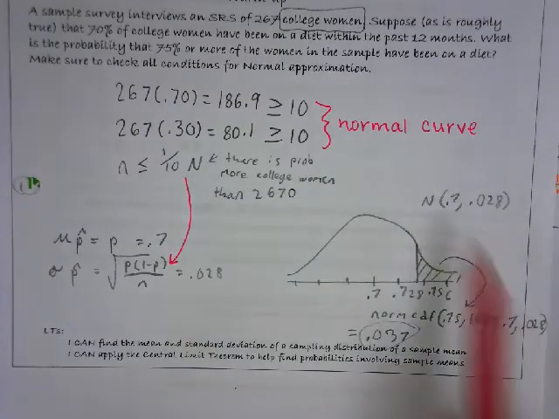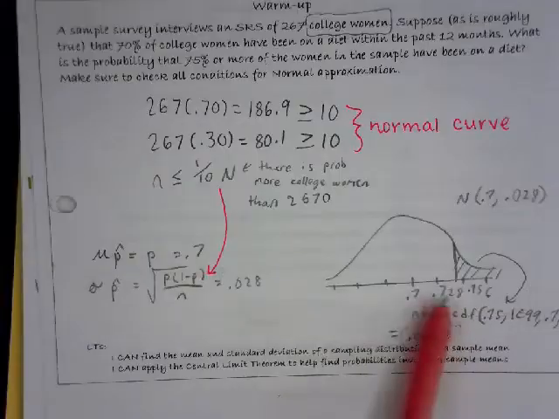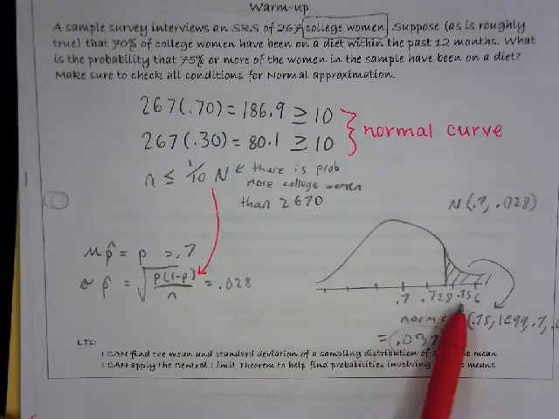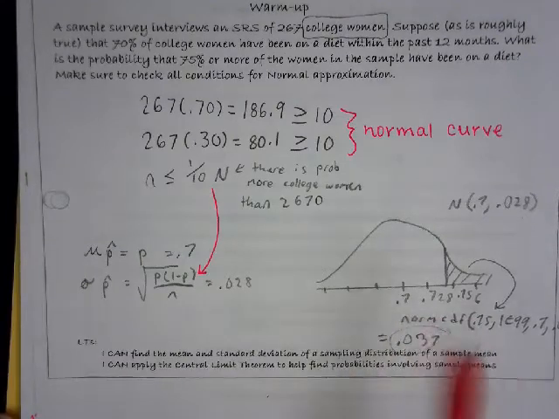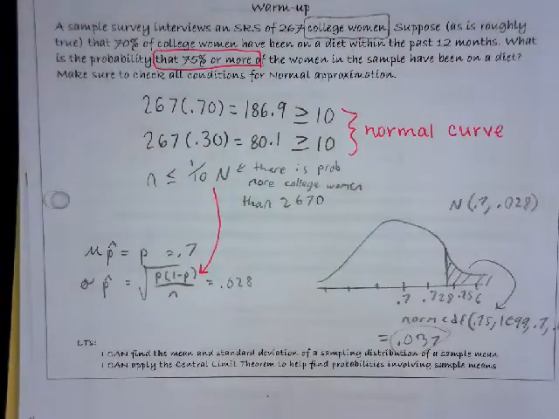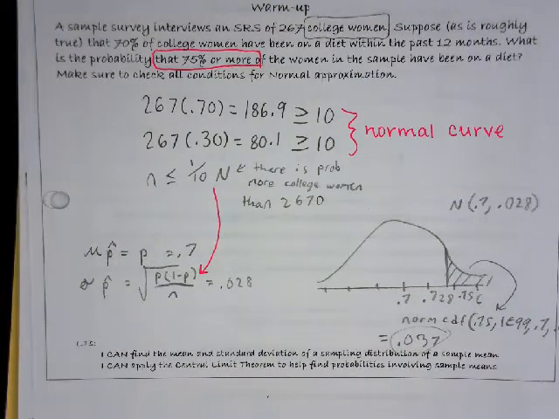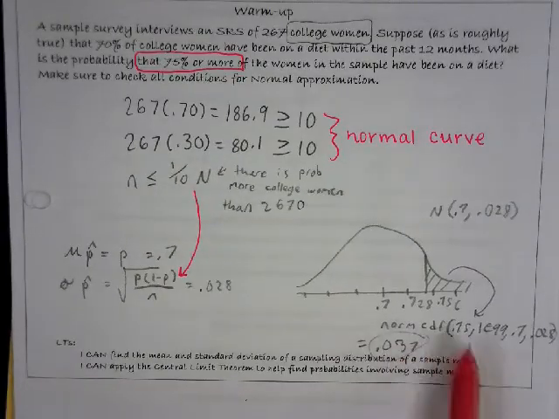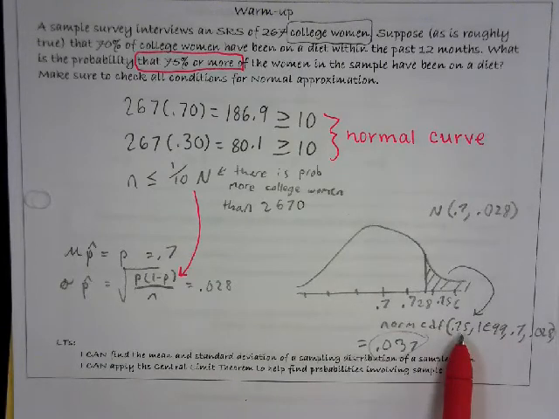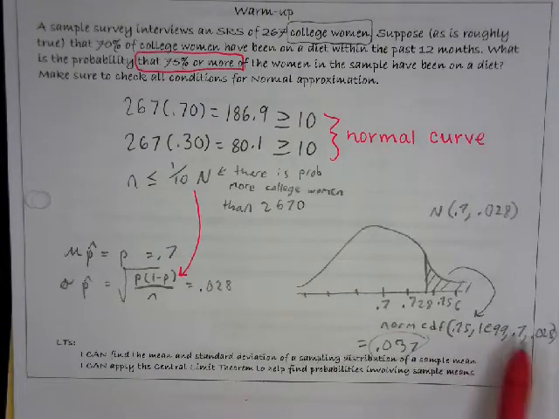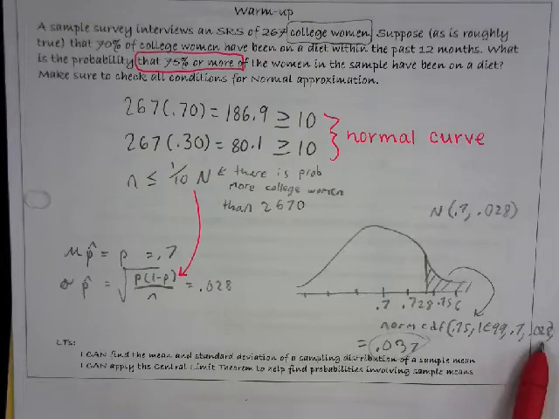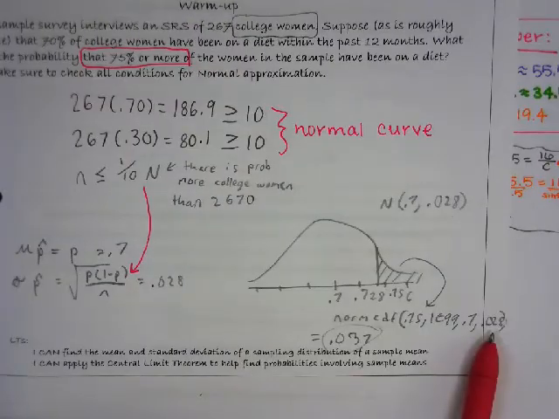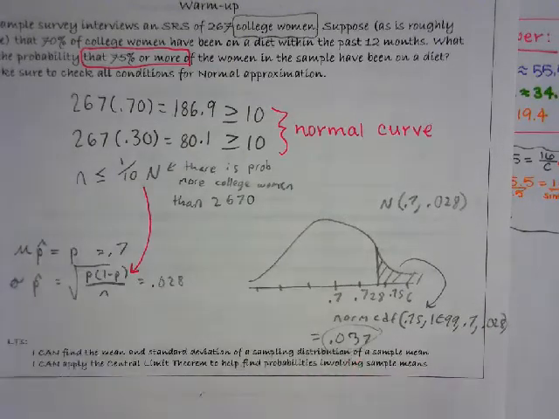Then she drew her normal curve, labeled the side that had the values she was looking at. We want to look at the probability that 75% or more have been on a diet in the last 12 months. So normal CDF, 0.75 for the lower bound, a really big number for the upper bound, 0.7 for the mean, 0.028 for the standard deviation, and you get 0.037.